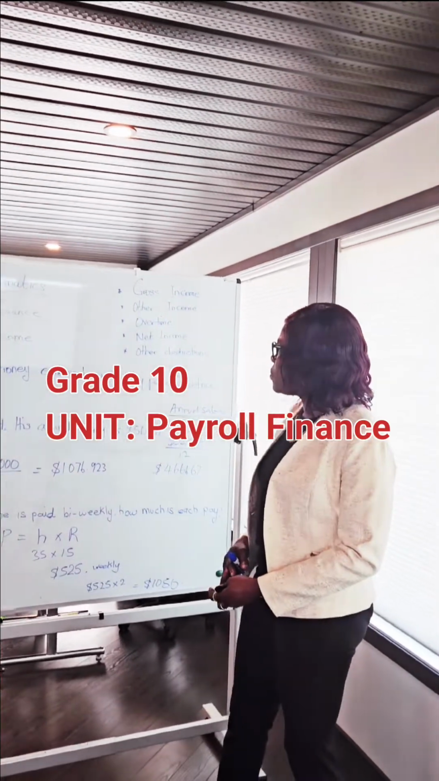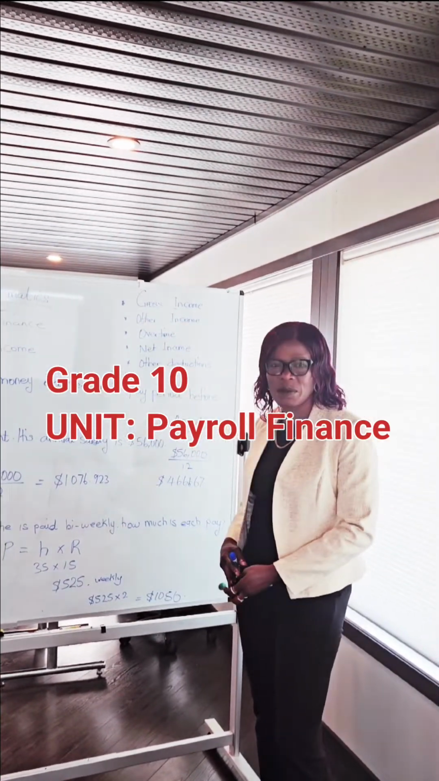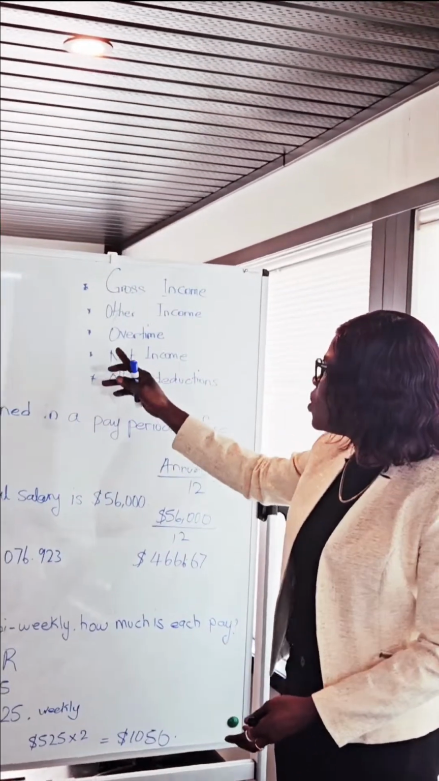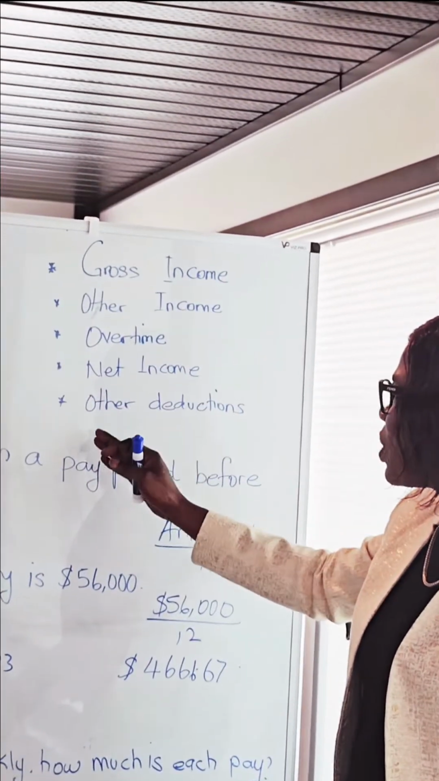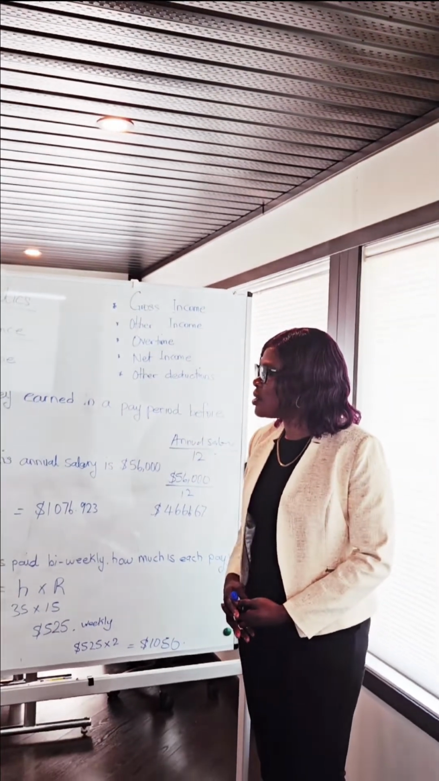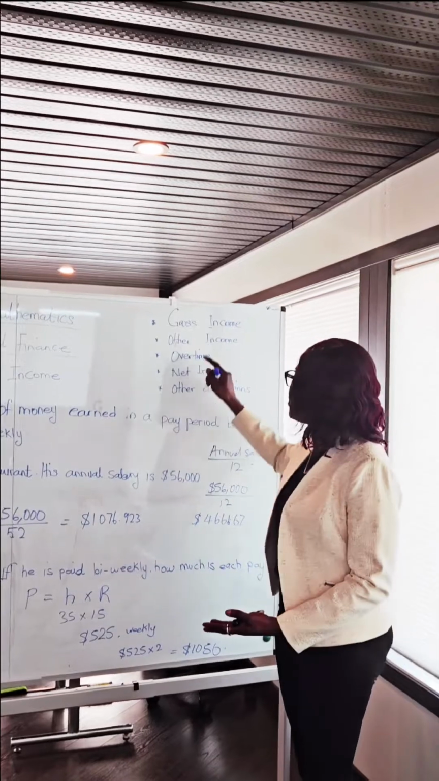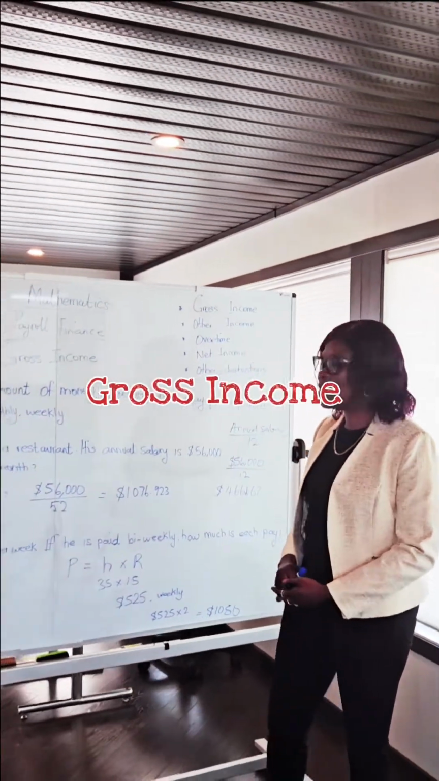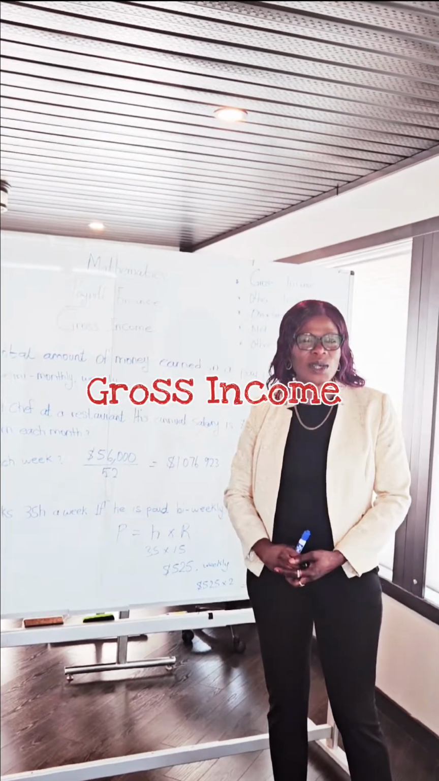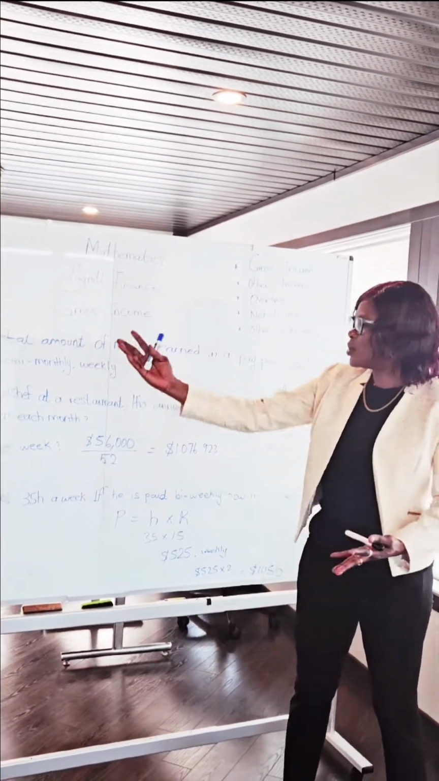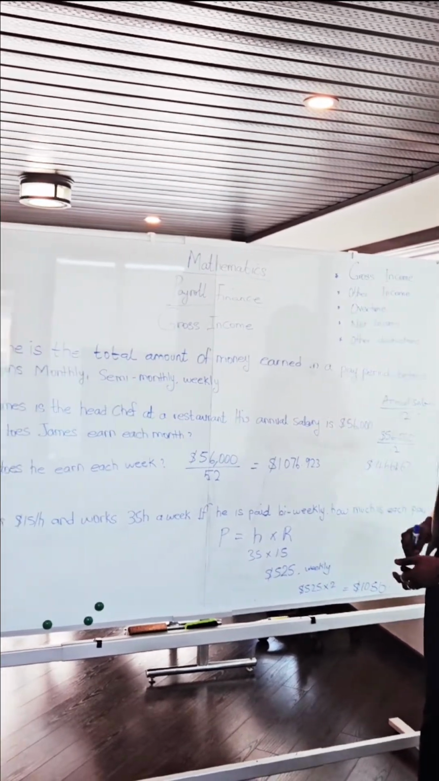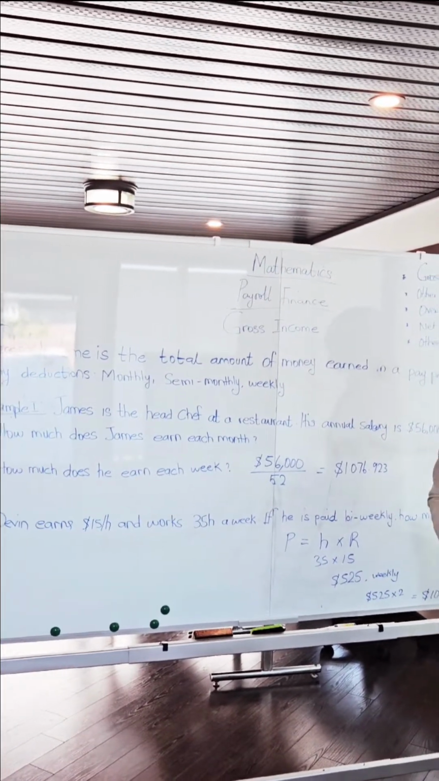Under this payroll finance, we'll have 5 topics. We will look at the gross income, other income, overtime, net income, and other deductions. Today we will just look at the first topic, which is gross income. So, what is gross income? Gross income is the total amount of money earned in a paid period before any deductions.